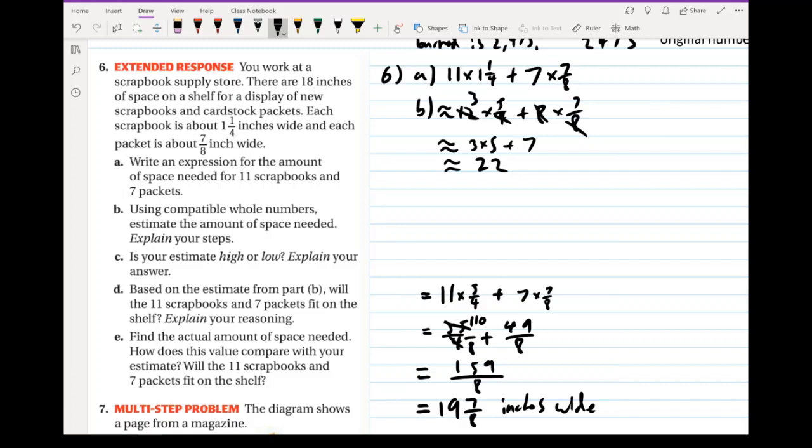Nope. And then C, is your estimate a high or low estimate? It is a high estimate because we rounded the whole numbers up. Then in part D, based on the estimate from part B, will the 11 scrapbooks and 7 packets fit on the shelf?